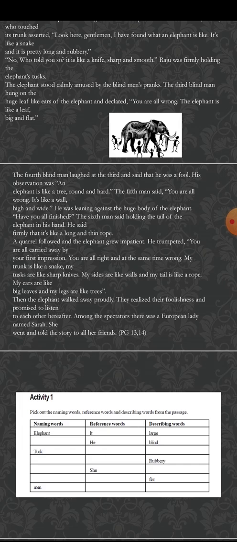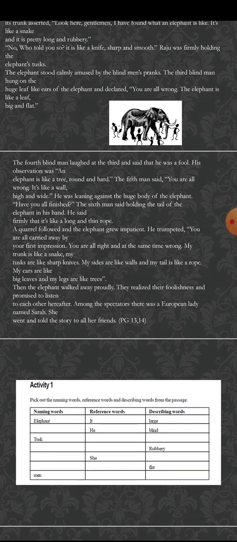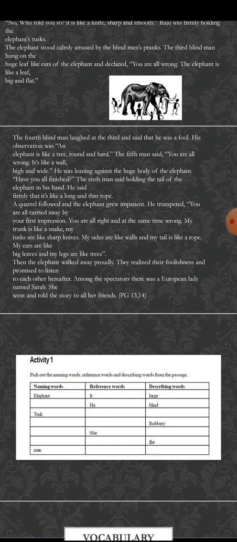Among the spectators, there was a European lady named Sarah. She went and told the story to all her friends. So, watching this whole scene was a European lady. Now, the name of this lady was Sarah. She went and told the story to all her friends. Now, what is important here is the word spectators. The word spectators means someone who is seeing a scene, who is viewing, who is observing a scene. That is what the word spectator means.